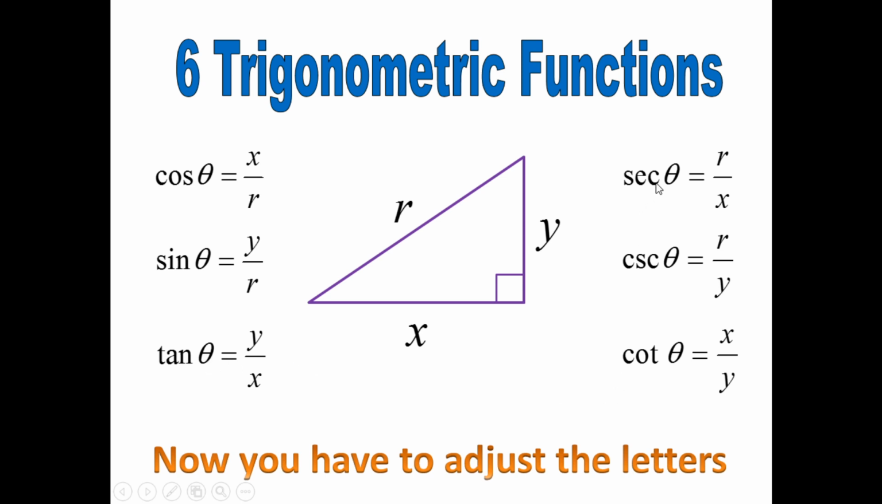Okay, so take a look at that. Secant is the reciprocal of cosine, and cosecant is the reciprocal of sine. That means you just swap the top and the bottom, numerator and denominator. And cotangent is the reciprocal of tangent, or tangent is the reciprocal of cotangent.